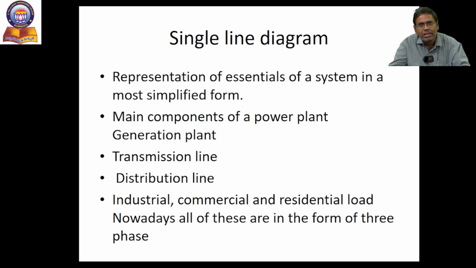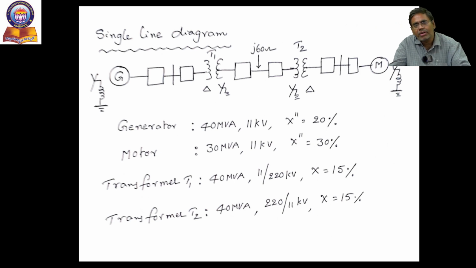The main components of a power system are the generator plant, transmission lines and distribution lines, and the loads are industrial, commercial and residential loads. Now all these loads are in the form of phase quantities. This is, for example, one single line diagram. In this single line diagram, the entire system can be represented in one diagram.